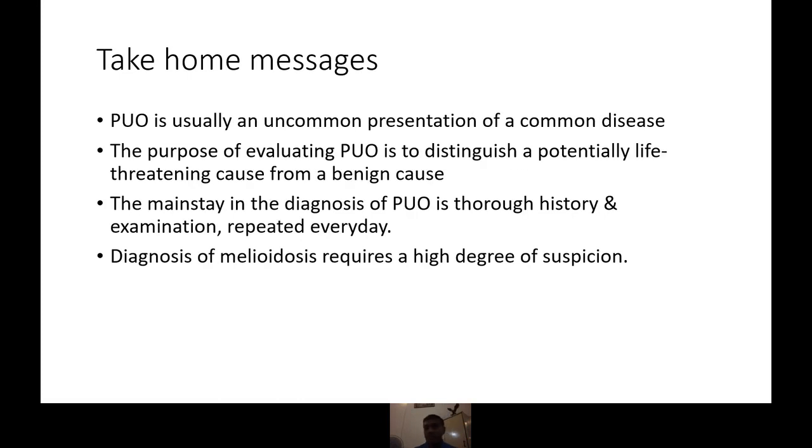So that brings us to the end of the lecture. A few important take-home messages, even if you can't remember all the content. Number one, PUO is usually an uncommon presentation of a common disease, and the purpose of evaluating PUO is to distinguish potentially a killer disease from a relatively benign condition. And the mainstay of diagnosis of PUO is careful history taking and examination and carefully selecting the investigations.